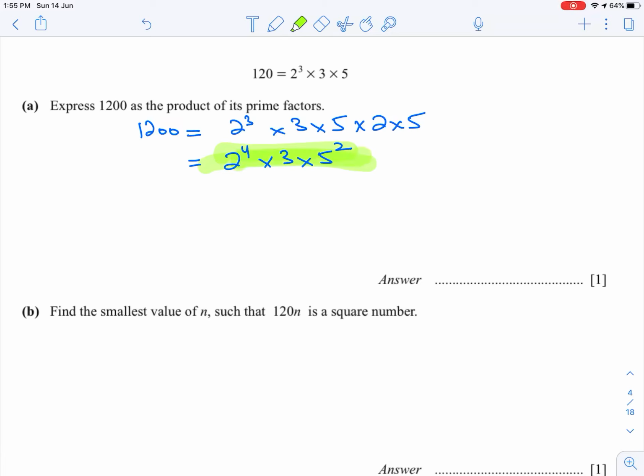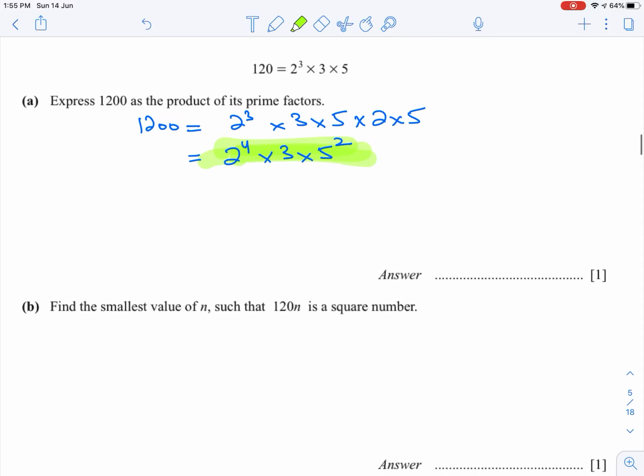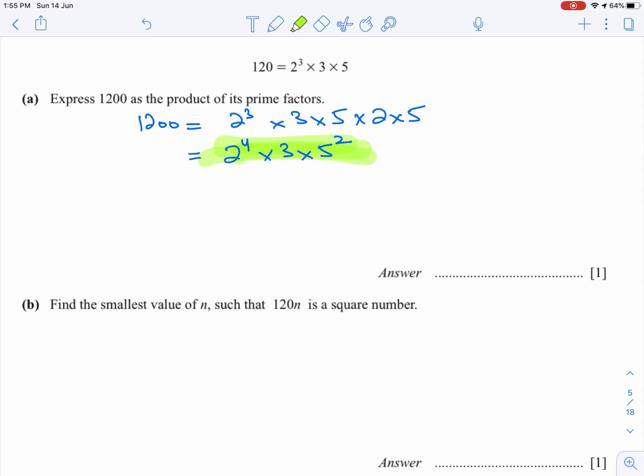Now in the next part of the question, they are saying find the smallest value of n such that 120n is a square number. Remember, we just discussed earlier that in order to find out the square root of a number, we look at the prime factorization, and then every number should have a pair. If you observe the prime factors of 120, which is 2 to the power cube into 3 into 5, there are 3 2's. So we need one more 2 so that you have 2 2's which will come out of the square root sign. Then you need one more 3 and one more 5.